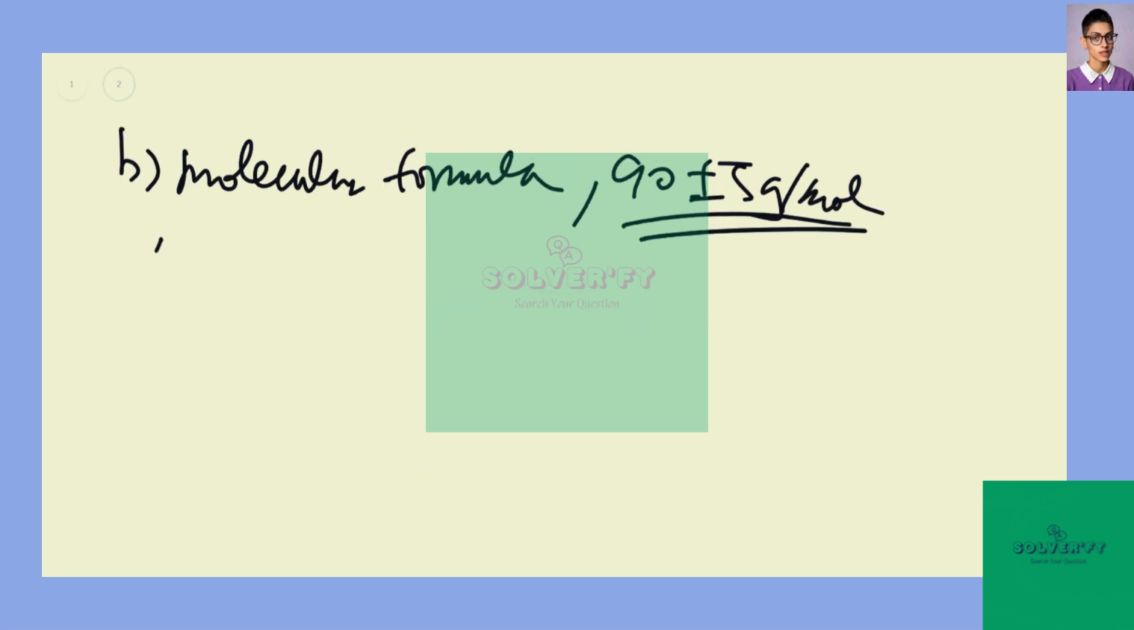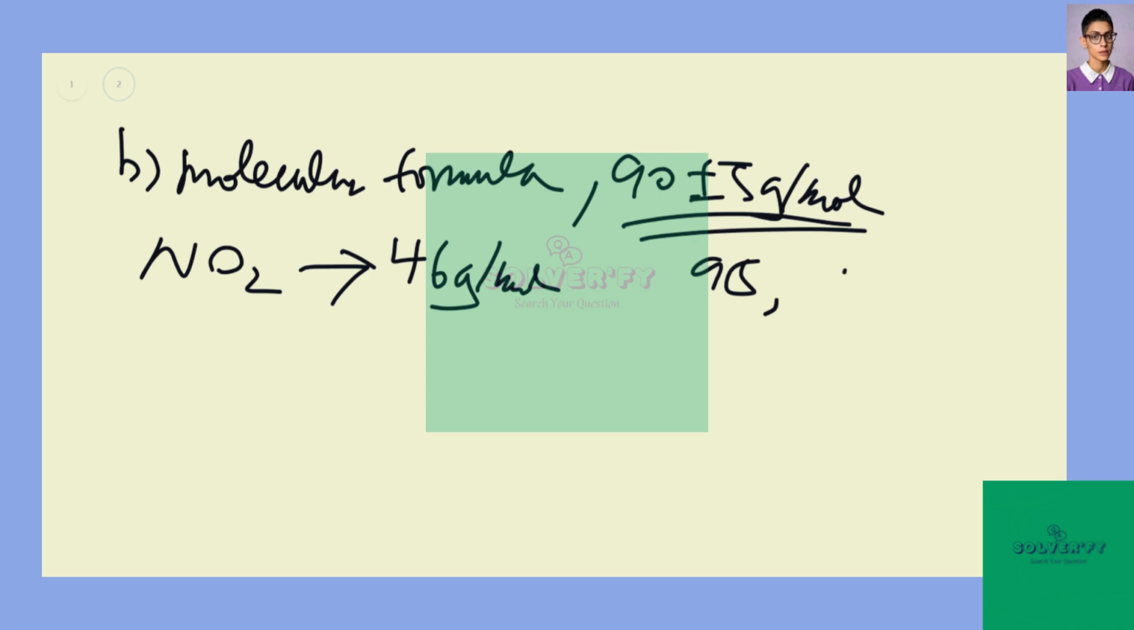Since we know the empirical formula is NO2, this empirical formula has a molar mass of 14 plus 16 times 2, which is 46 grams per mole. So we're going to take our total molar mass divided by our empirical formula molar mass. But you can see that there will be a plus and minus 5 grams. So from here we can separate two scenarios. We can have 95, and also 85, because 90 is the center, with 85 and 95 as the boundaries.